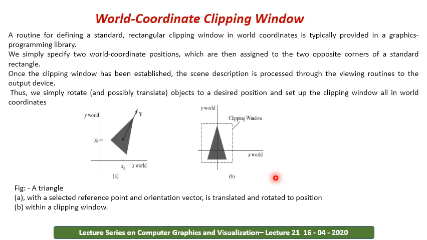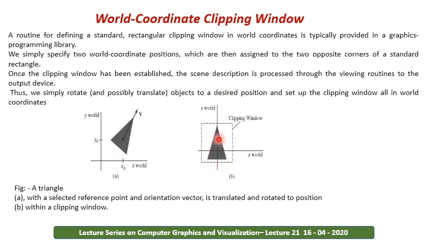That can be done by using the viewing routines to the output device, so that we can simply rotate and possibly translate the objects to desired positions and set up the clipping window, all in world coordinate positions. Here we can see in the example a triangle in the first figure with a selected reference point and an orientation view-up vector that is to be translated and rotated to a position which lies within the world coordinate frame.